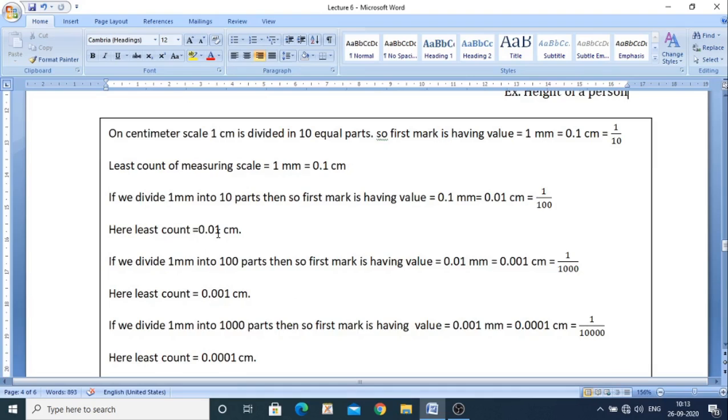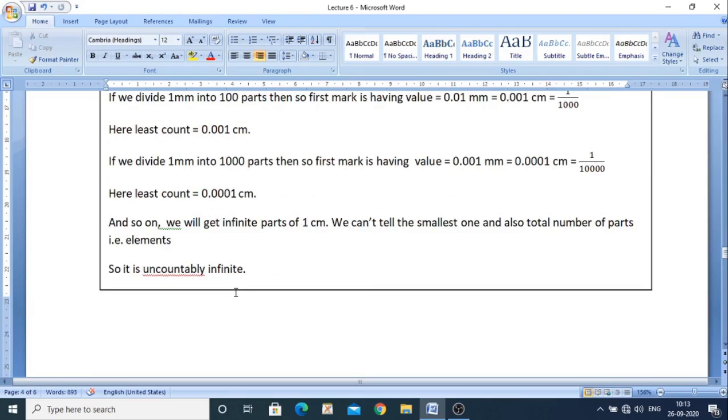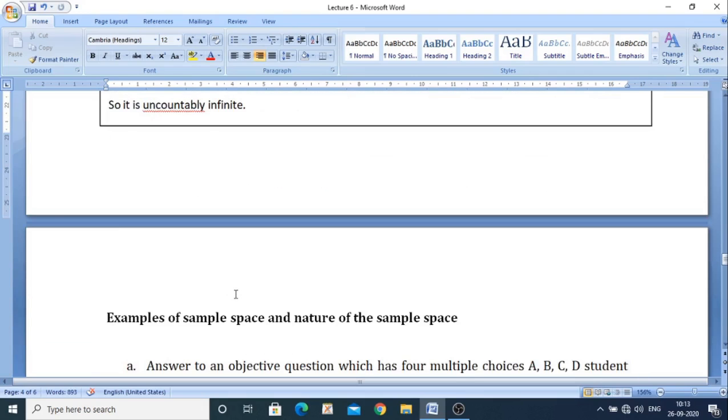Again, what happens after 0.1 centimeter, which is the next element, we cannot tell, whether it is 0.11 or 0.12 or 0.13 or 0.001, like that. So we cannot tell which is the exact number after 1 centimeter. So the next number we cannot count, so it is uncountably infinite. So continuous sample spaces are uncountably infinite.